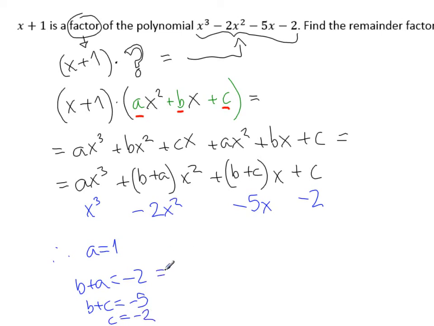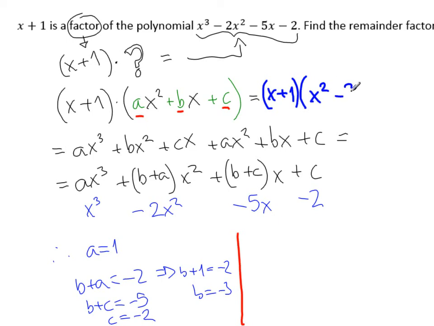Hence, b plus a equal to minus 2 must mean that b plus 1 is equal to minus 2, hence b is equal to minus 3. C, on the other hand, let me just write this one as they come around. I'm going to get x to the power of 2, because a is 1, minus 3x, because b is minus 3. And c, I can just see straight away. It's going to be minus 2.